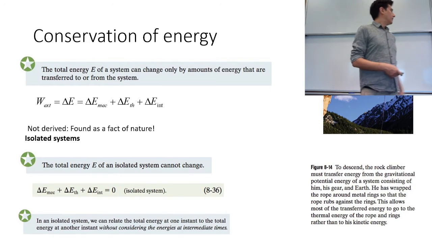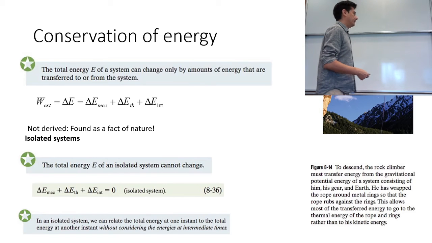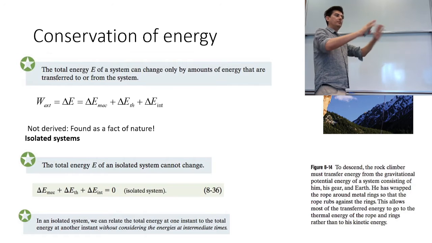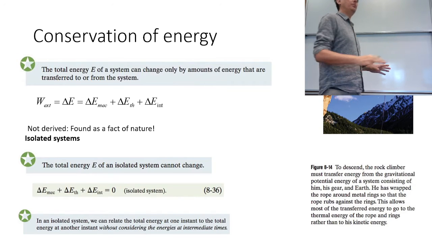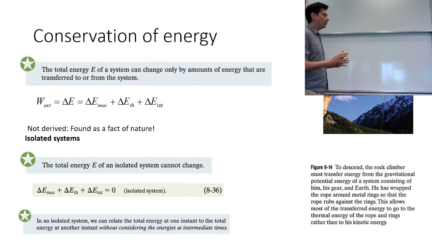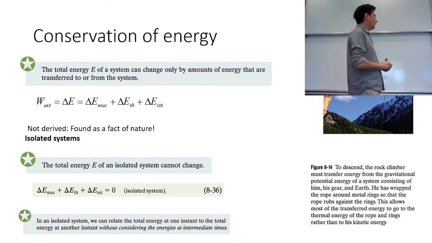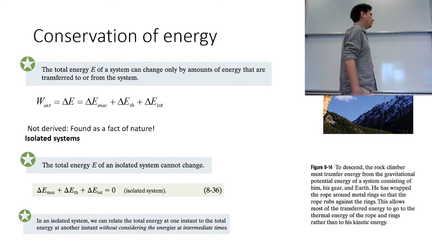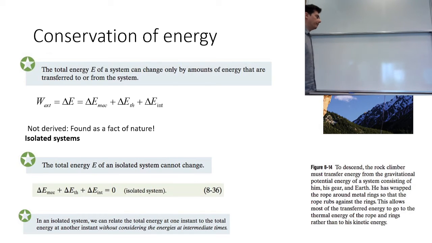Right? So essentially, when you look at a particular system, you need to count all the different potential types of energy that the system can store. The total change in all these different forms of energy should be equal to the external work that you put into the system.